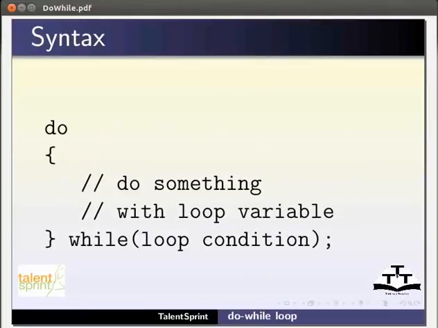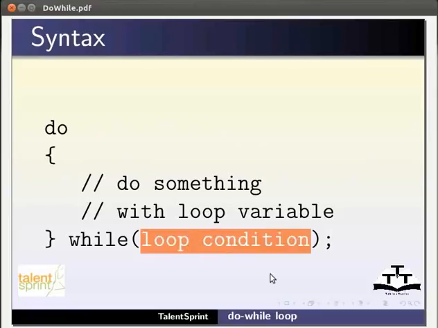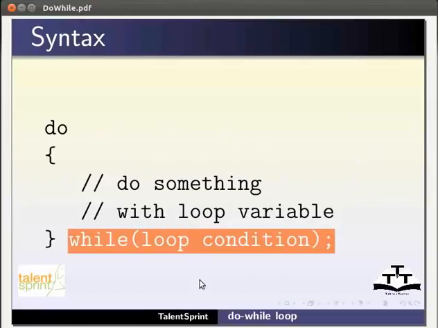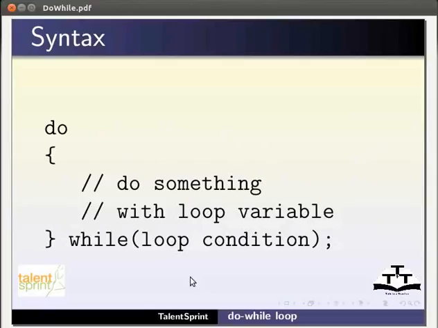Here is a structure of a do while loop. Notice that it is similar to a while loop. It has two parts. The first is a loop running condition and the second is a loop variable. The only difference is that the condition is written after the do block, and so the condition is checked after the execution of statements inside the do block.